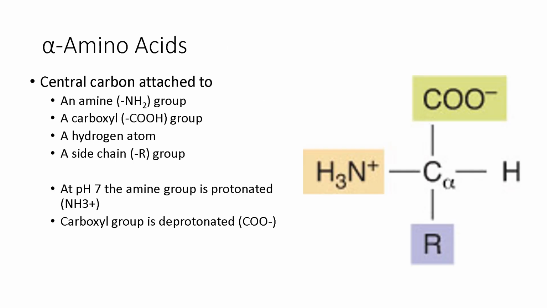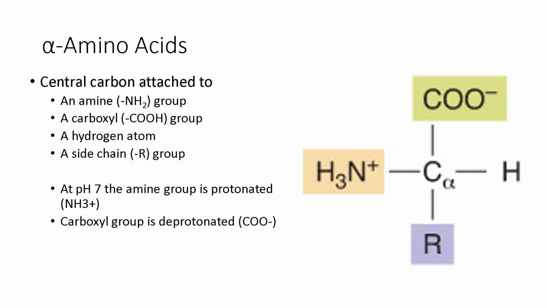All amino acids share a common structure. A central carbon atom, called the alpha carbon, is bonded to an amine group, a carboxyl group, a hydrogen atom, and a variable side chain, often referred to as the R group.